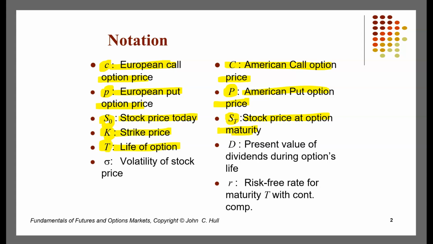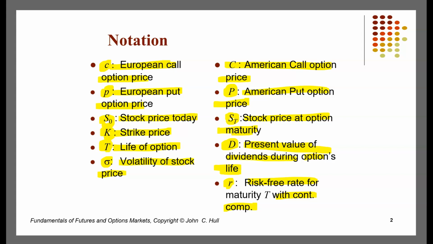T is going to be the life of the option. D is going to be the dividend, or the present value of the dividends during the option's life. Sigma is going to be the volatility of the stock price. That's down the line. And r here is going to be our risk-free rate of return. That's assumed to be continuously compounded.